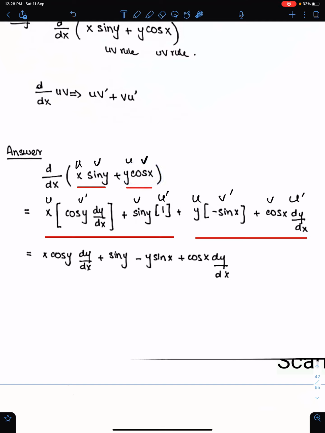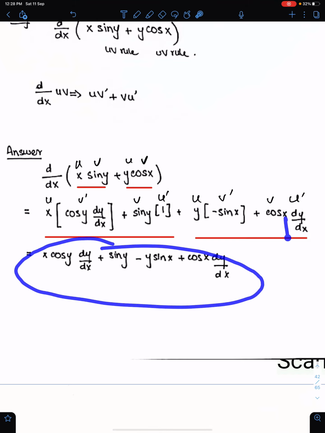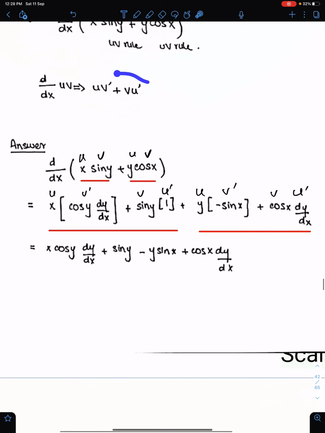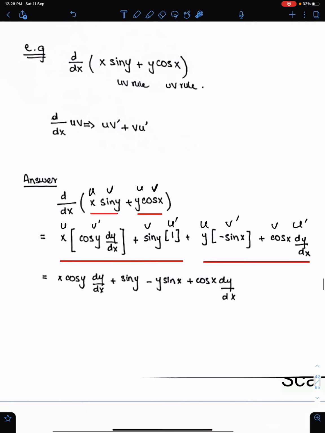Now use the uv rule here. According to uv rule, copy this y here and differentiate cos x, which is minus sine x. Then do the opposite. Copy cos x here and differentiate y, which will become dy upon dx. And this is the simplified form of this. And this is the uv rule. You can take the screenshot of this solution if you want.